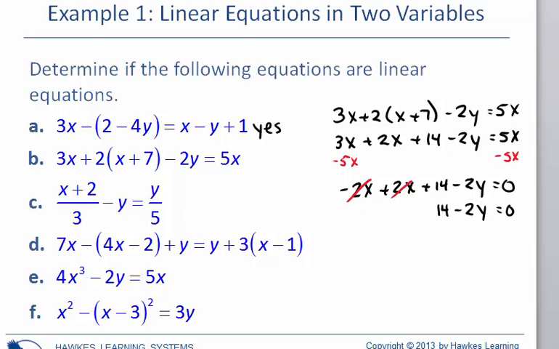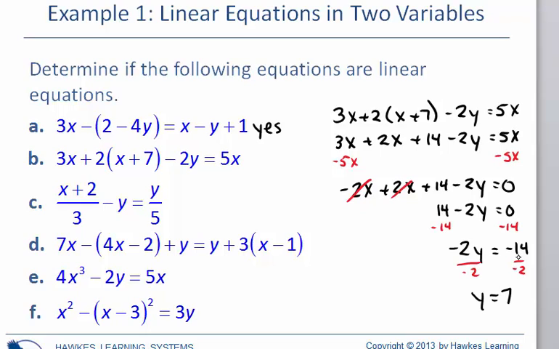Remember, we're aiming for standard form, so we'll move the 14 to the right-hand side by subtracting it off. So we have negative 2y is equal to negative 14. And we can divide both sides by negative 2 in an effort to simplify, and we end up with y is equal to 7. Now, this is a linear equation in standard form.